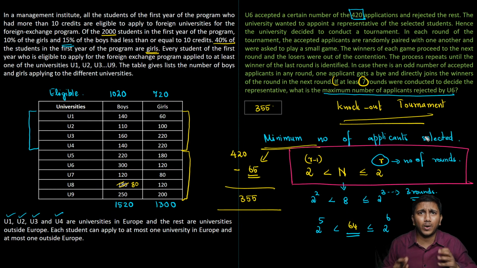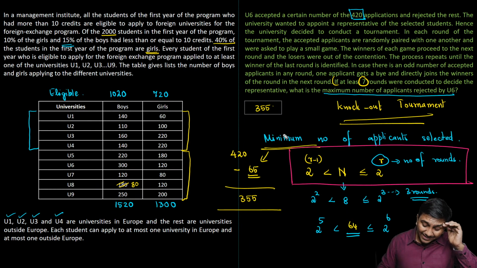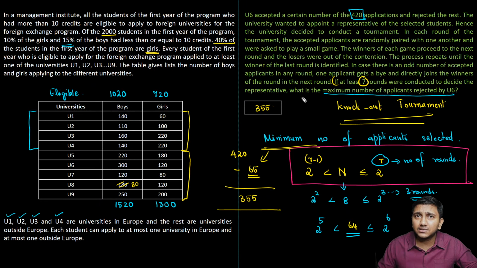Now, if you're wondering why we are doing that, we are doing that because the tournament is happening for accepted people. So it will be better to deal with accepted first and then later find the rejected. So the minimum number of accepted, or selected, applicants is what I'm trying to find out first.